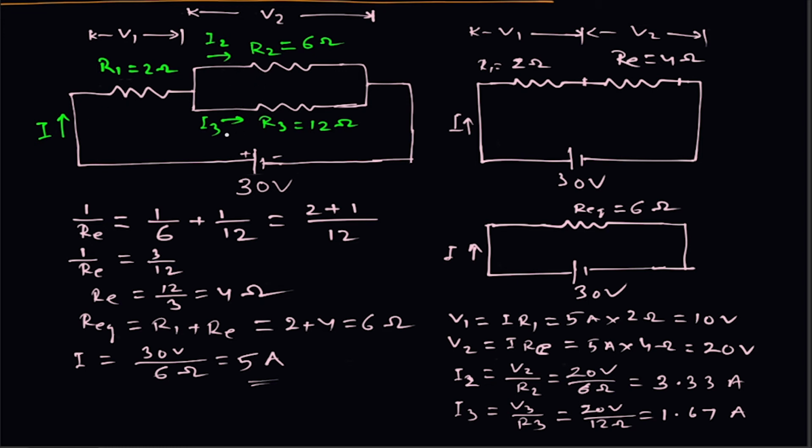And what is the ratio of I2 and I3? From this you can see that I2 divided by I3, this ratio is how much? It is 2:1. I2 is twice of I3 because they are in the ratio of R3 divided by R2, 12:6. Okay. So now we have calculated everything in this circuit: the main branch current I, the current flowing through R2 and R3, that is I2, I3, and the voltage drop across this resistance and across these two combination.